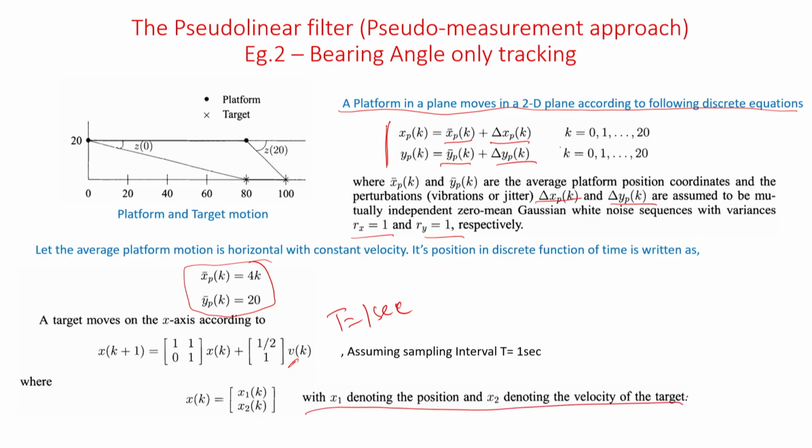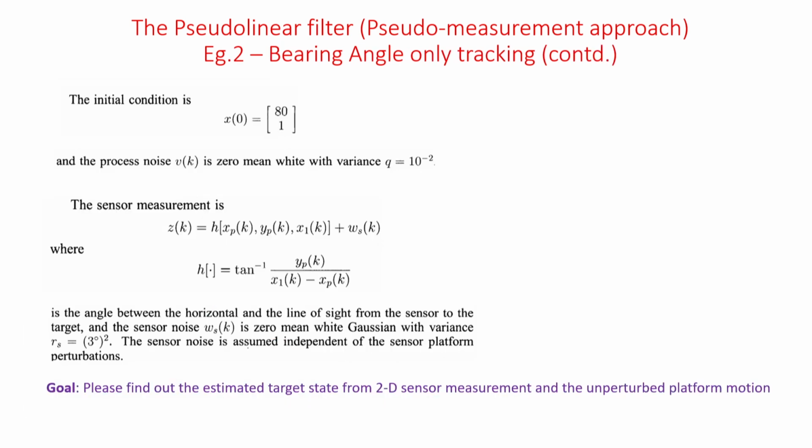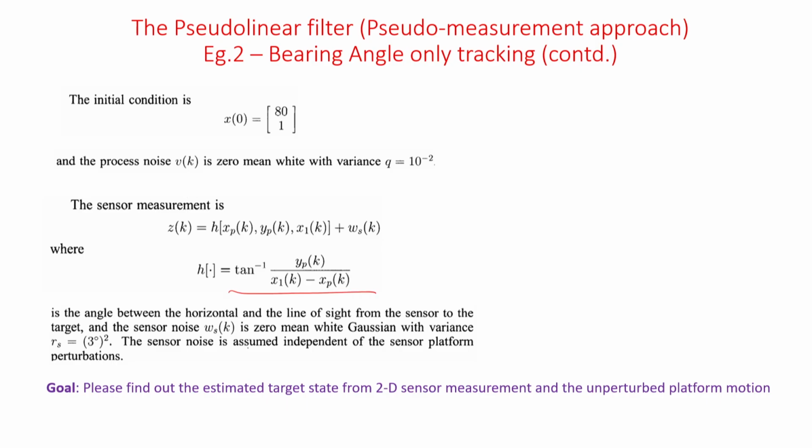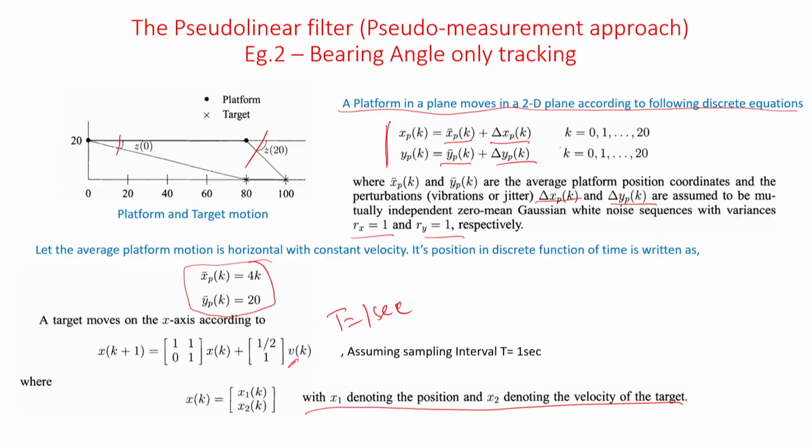x1, x2 are the position and velocity of your target, right. Let me go to the next thing. Now, you have a sensor. The sensor is giving you line of sight angles. These are your line of sight angles. Z0, and after t equal to 20 samples, it is giving you another one. It is just your h function. So tan inverse y by x, obviously you can see it from your geometry. This is your measurement. So tan inverse y by x.